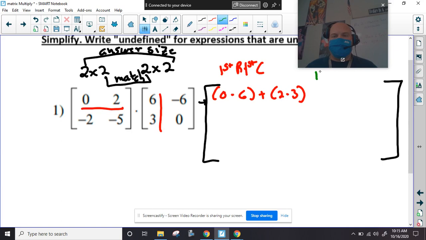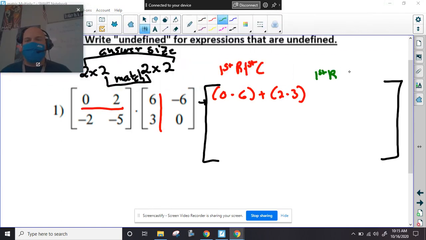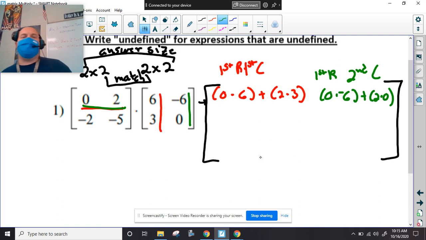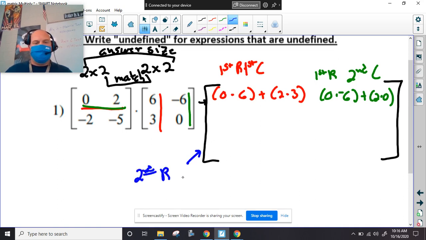This one is in the first row, second column. So again, that's this row and then this column right here. Well, that's 0 times -6 plus 2 times 0. Ah, our favorite type of problems. This one is in the second row, first column.